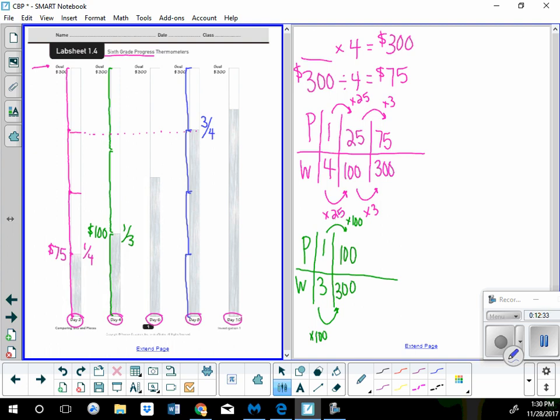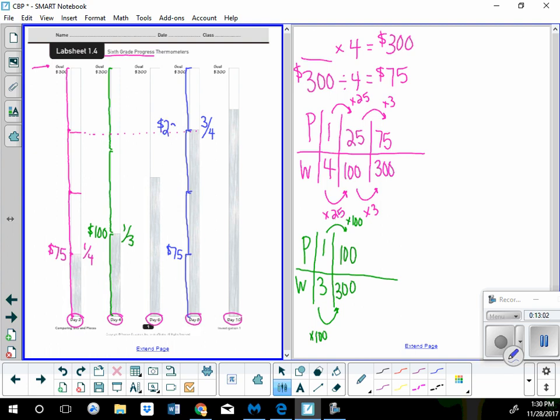So now we want to know, I love how precise you guys are being. We want to know how much money 3/4 is. Do you have a strategy? Multiply 75 by 3. Oh, I like it. Because if we know 1/4 is 75, then we can just multiply that by 3. What is 75 times 3? 225.